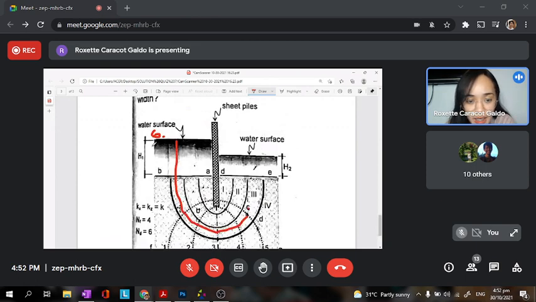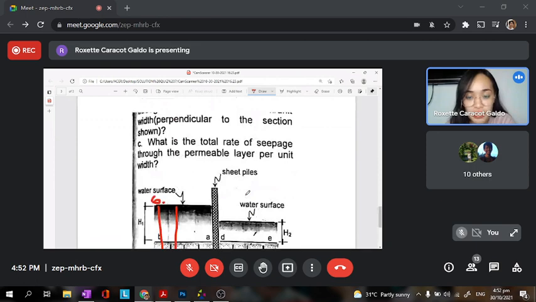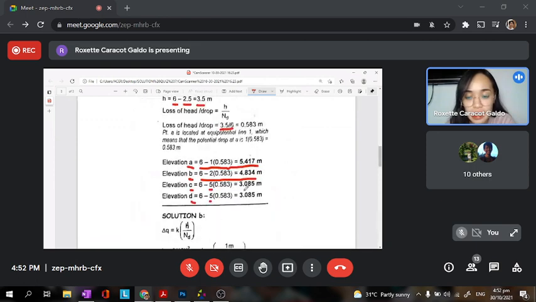So it also reaches there. And then at point D it is 6, 1, 2, 3, 4, 5. So point D is also reached. Each of the 5 drops has a potential drop equal to 0.583. So basically that would make them have an equal elevation, no?